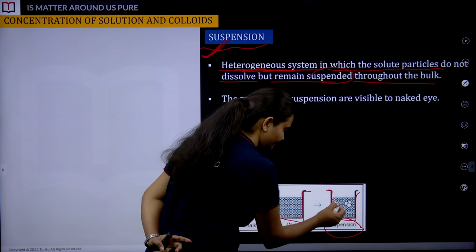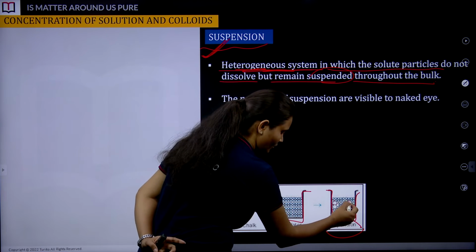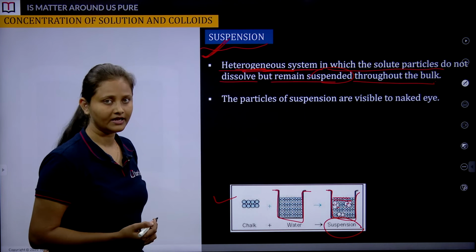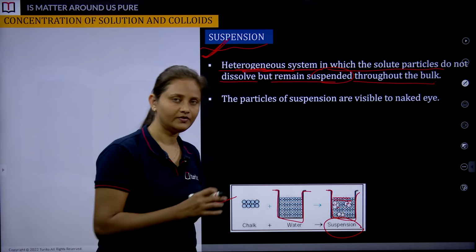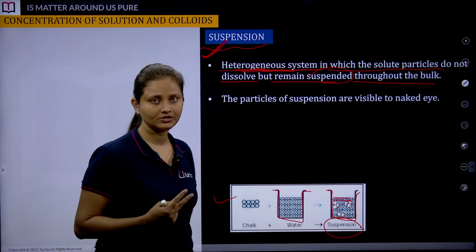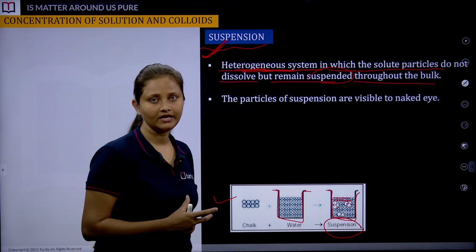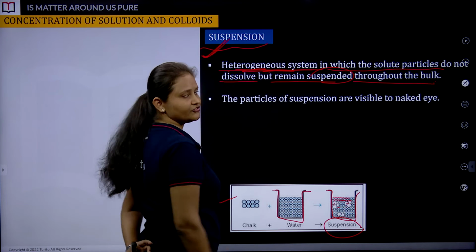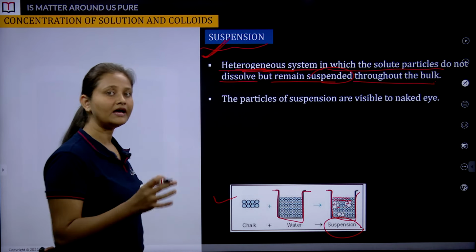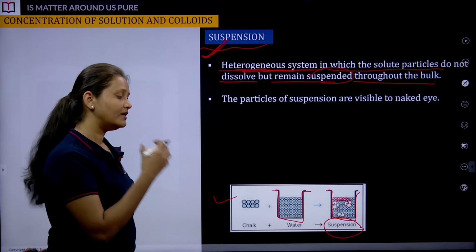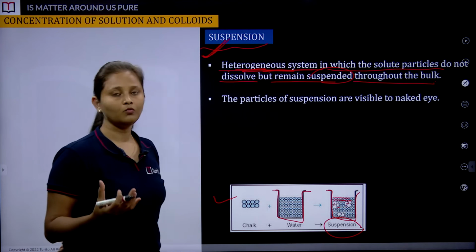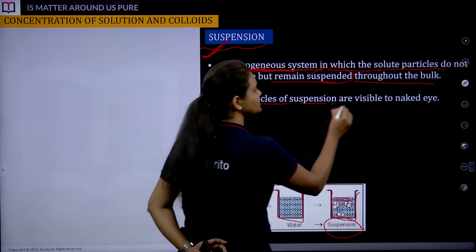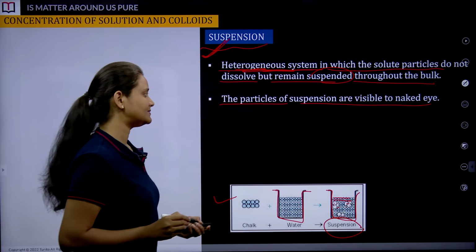See, these are water molecules. Like some water molecules are there, some chalk particles are there. We can see them with our naked eyes, right? There are boundaries which we can see. Okay, it consists of two phases basically, solid and liquid, and we can see it very clearly. That type of mixture is what? Heterogeneous mixture. So always remember, suspensions are heterogeneous in nature, okay, whereas true solutions are homogeneous type of mixtures, correct? The particles of suspension are visible to naked eyes.